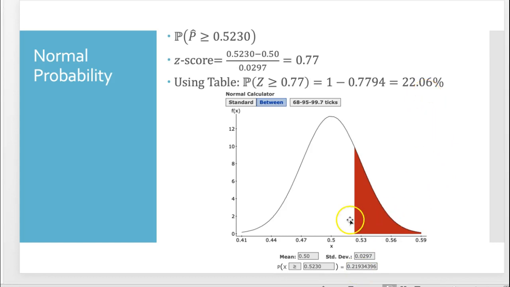versus 22.06%. So StatCrunch is going to be more accurate, just because it's not using a table, it's actually calculating the area underneath the curve for any value that you give. But as far as the differences here, they're only off by like 0.07%. They're still very, very close to each other. Actually, less than that.